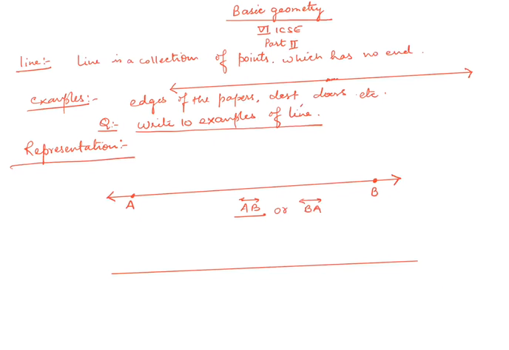It doesn't matter whether you are reading it as AB or BA. Why? Because if you start from A to B, then also it is endless. If you start from B to A, then also it is endless. So this is the way to represent a line. The second way, we use a small letter like this, M. So there are two methods. Sometimes you will see in the questions that this method is used, and sometimes that method is used. Both the methods are correct. Lines can be vertical also, slanting also. Understood?